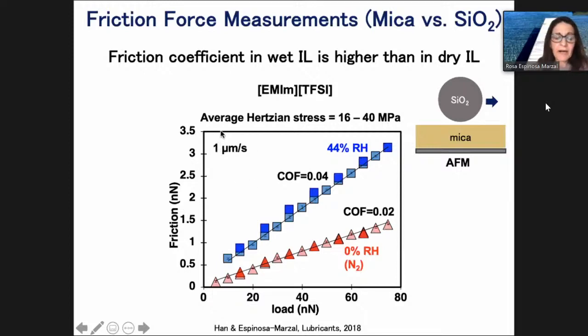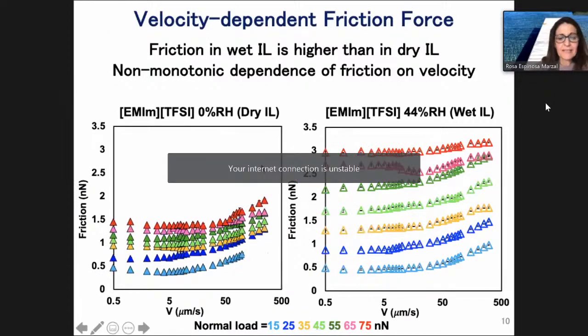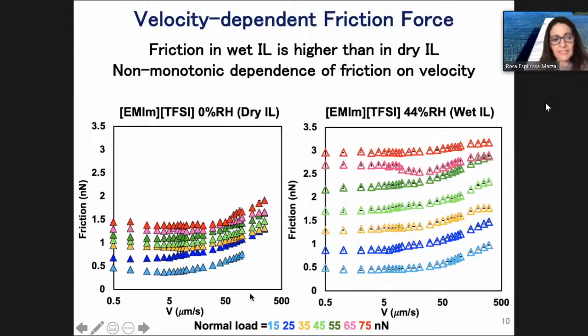These results are at 1 micron per second, but this trend, that the friction force is higher for the wet ionic liquid, remains qualitatively the same over a wide range of velocities. You see here results between 0.5 microns per second and almost 300 microns per second. The different symbols represent different loads between 15 and 75 nanonewtons. This diagram is at 0% relative humidity, and here at 44% relative humidity, with much higher friction forces.